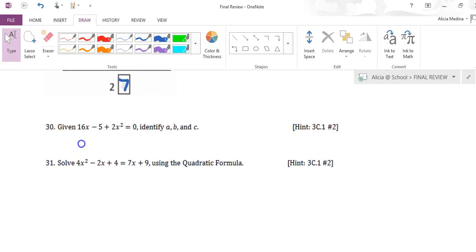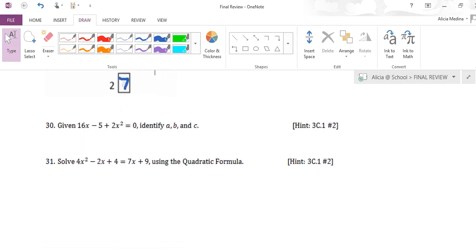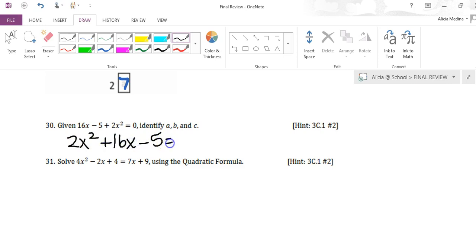For number 30, if given this equation, we need to identify a, b, and c. So remember, it has to be in standard form. So I need to put this in order with the x squared term first. So this is going to be 2x squared, then the one with the x, so that's a positive 16x, and then minus 5, all equal to 0.